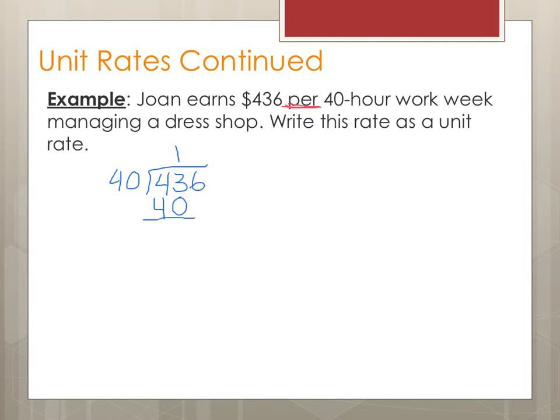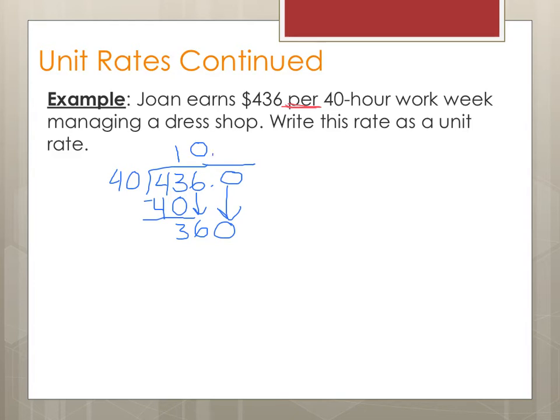We subtract and get 3, and bring down that 6. Now, 40 won't go into 36, so we have to remember to put that 0 placeholder there. Okay, but since this is a unit rate, we're not going to have a remainder to express as a mixed number or anything like that. Let's add some zeros, okay, and bring those down. Now we have 40 going into 360.